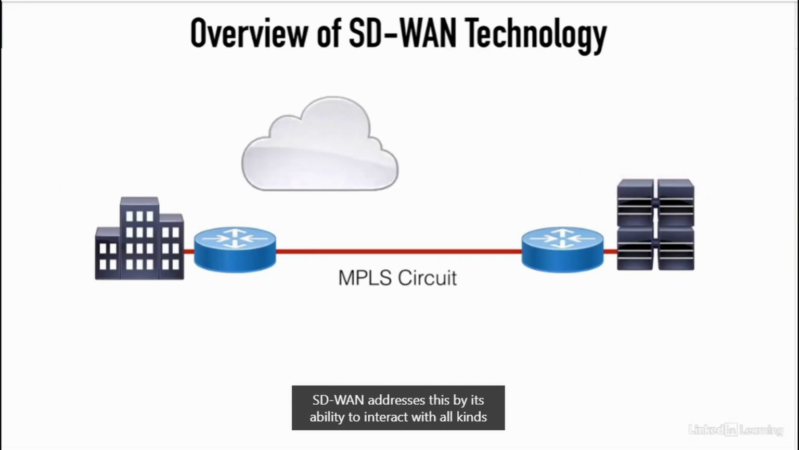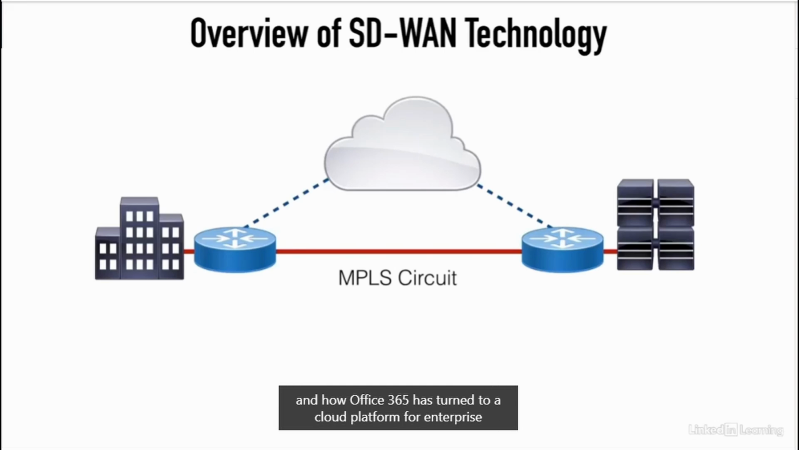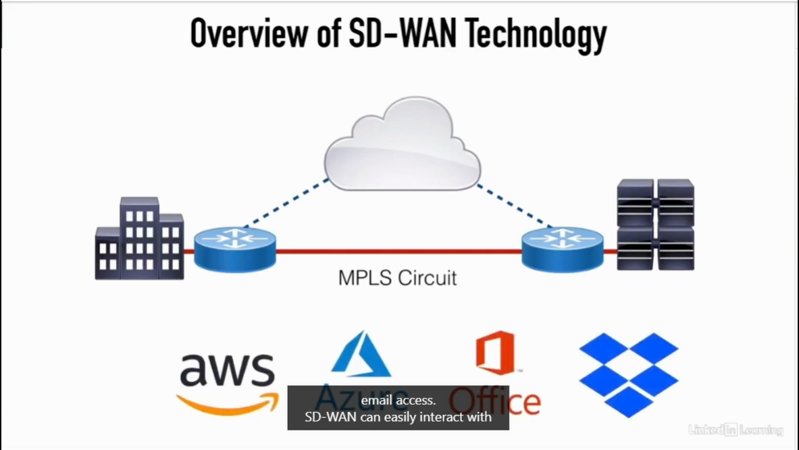SD-WAN addresses this by its ability to interact with all kinds of cloud applications. More and more, our applications are going cloud-based. Think of how cheap and easy AWS storage is now, and how Office 365 has turned to a cloud platform for enterprise email access. SD-WAN can easily interact with applications like AWS, Dropbox, Azure, Office 365, and many, many more.